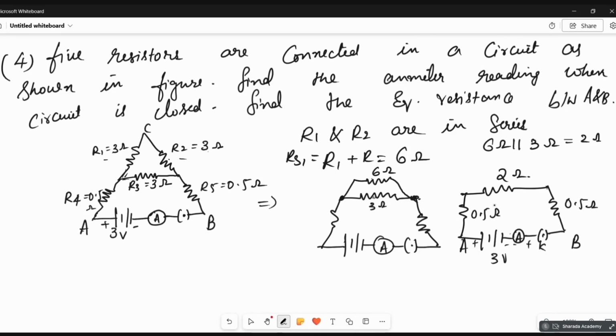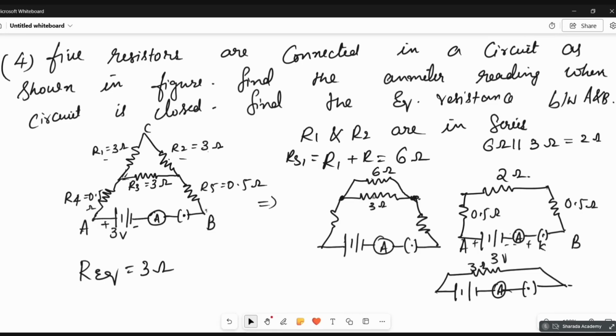So 2, 0.5 and 0.5 are in series. So 3 ohms. So the circuit will be like this. Write two or three steps like this, you will understand. Otherwise, you will get confused or you will make mistakes. Then you will not make mistakes actually. So you will get 3 ohms. So R equivalent will be equal to 3 ohms. That's what I told. If you want between A and B, from the other side, try to do.